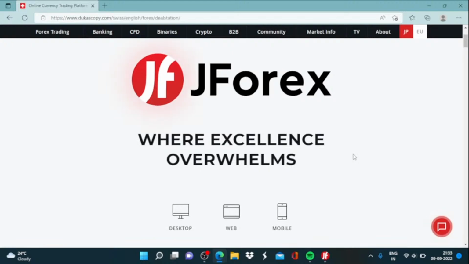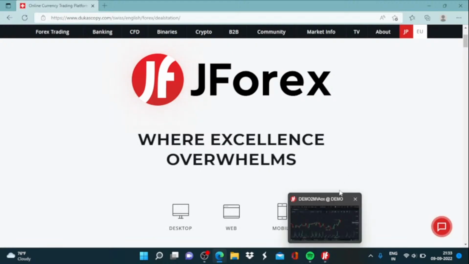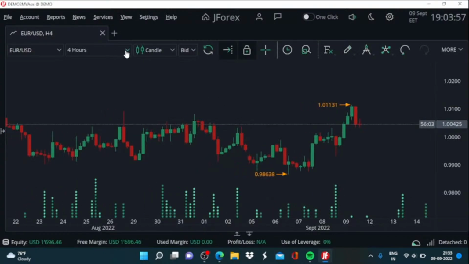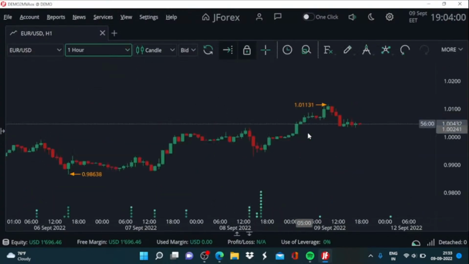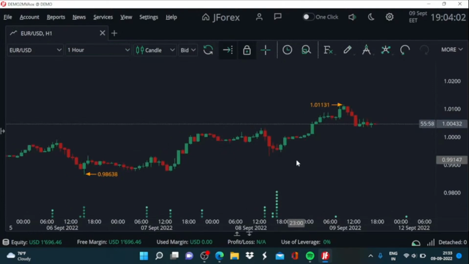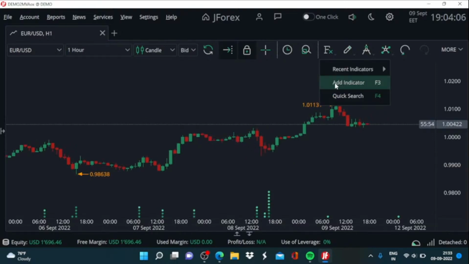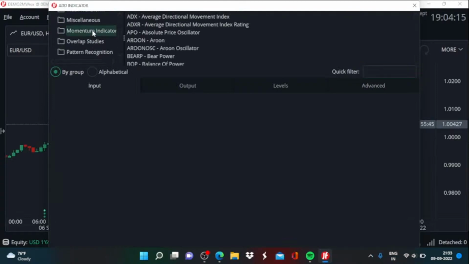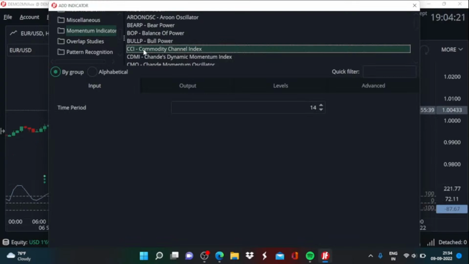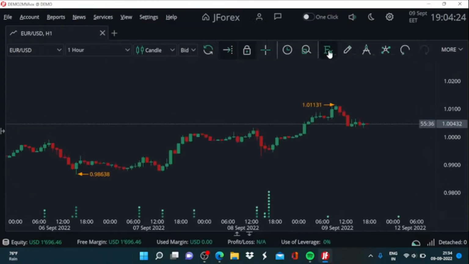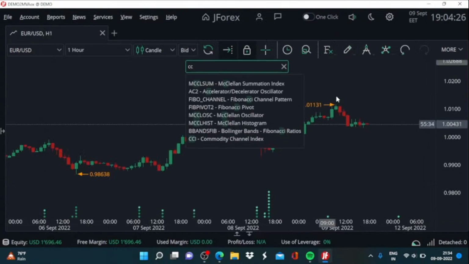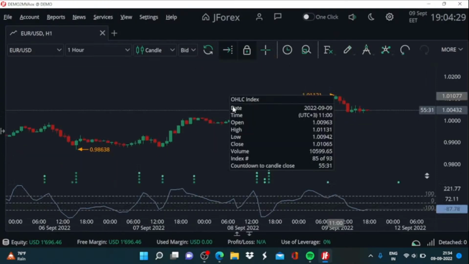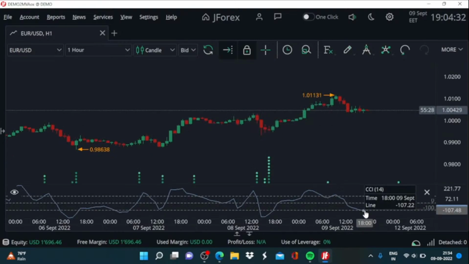So let us now head to the JForex 4, the newly released trading platform from the Dukascopy Bank SA. Here I have the Euro USD chart in place. I will change it to hourly to simplify the things. And this indicator, the CCI, you will find it listed amongst the momentum indicators, or else you can do a quick search, CCI, and it will appear straight away. So here we have it.